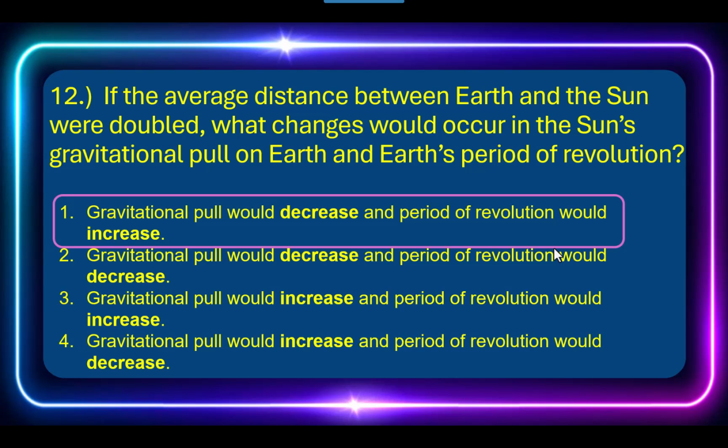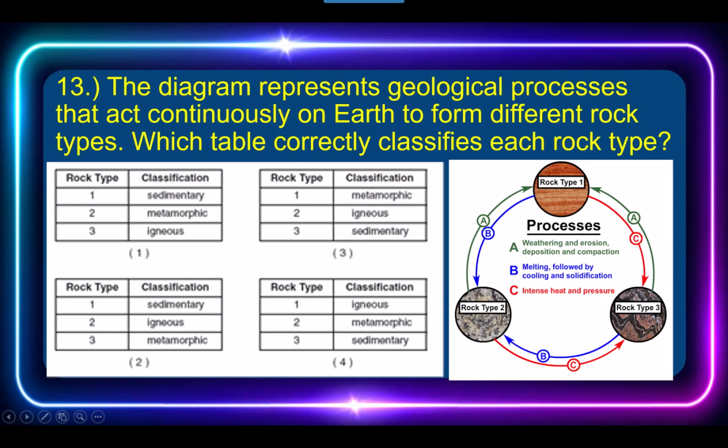So number 1 was the correct answer, and if you got that right, you earned 15 points. Let's go on to question 13. Question 13. The diagram represents geologic processes that act continuously on Earth to form different rock types. Which table correctly classifies each rock type?